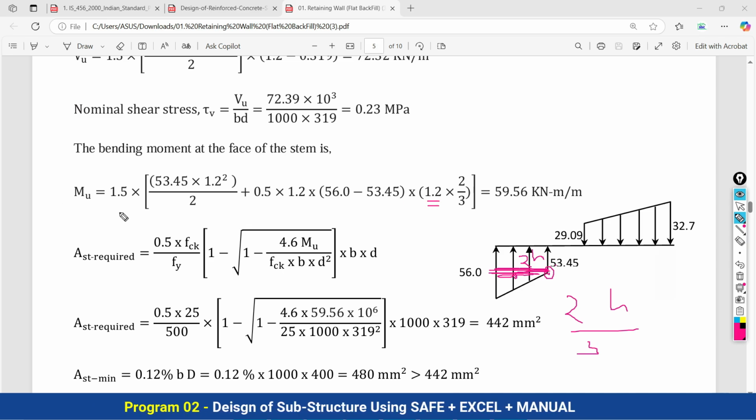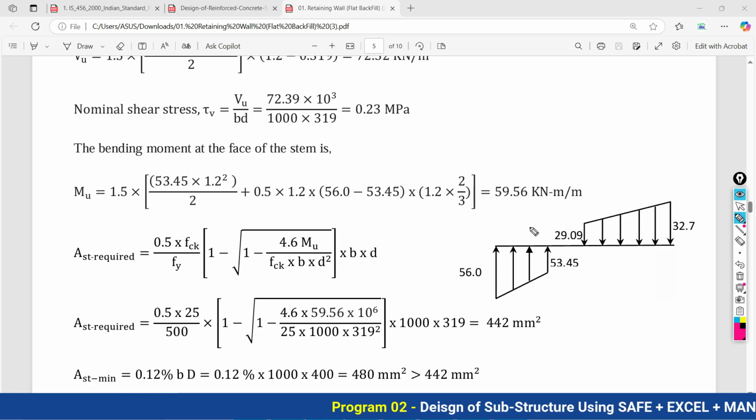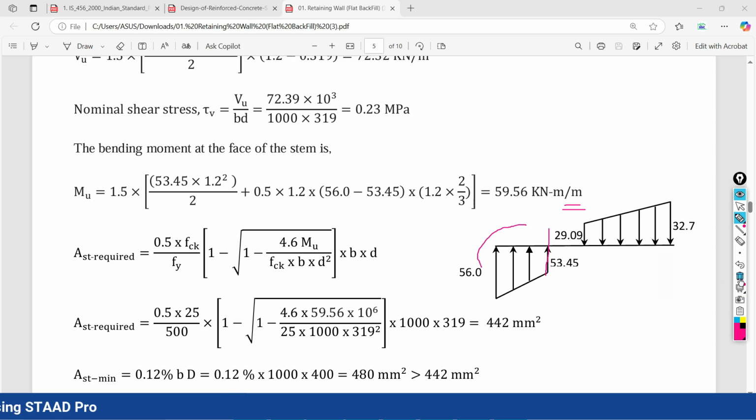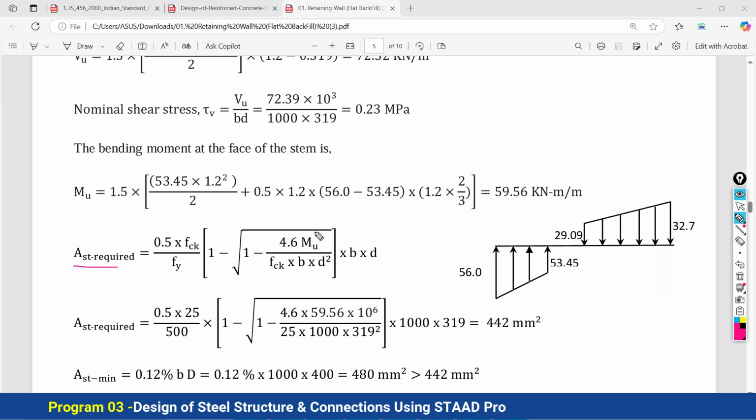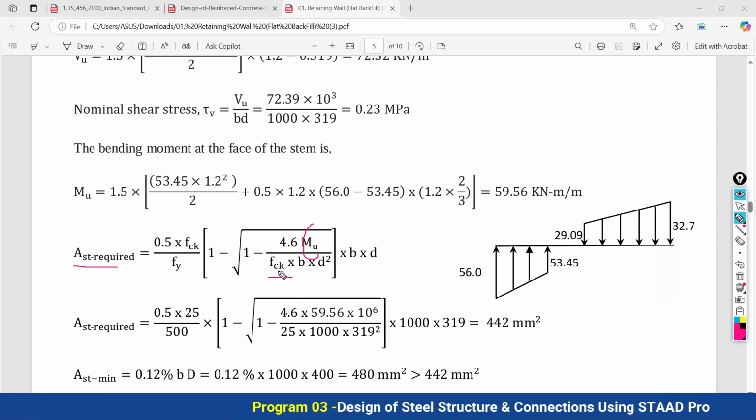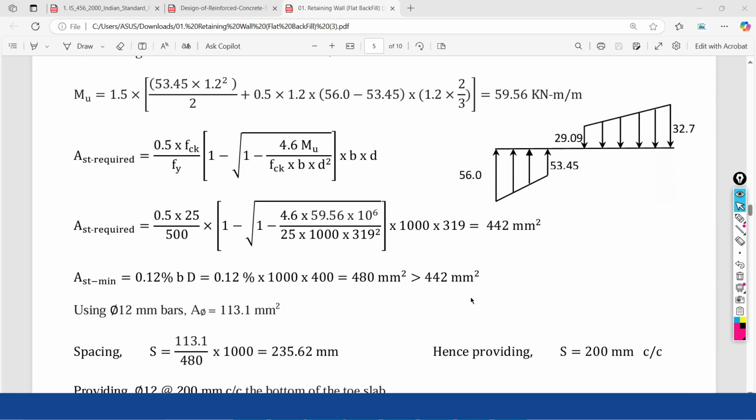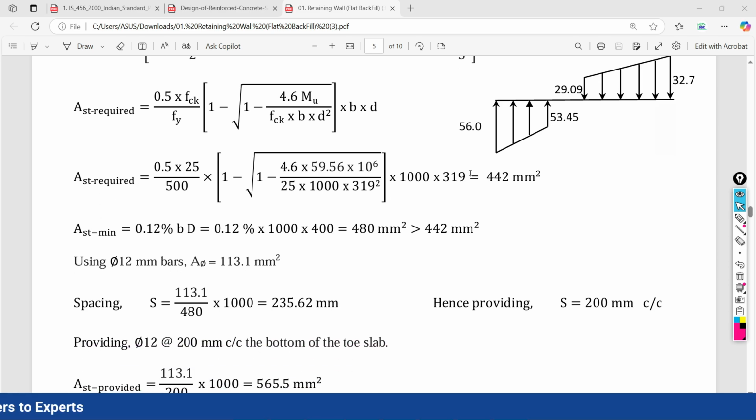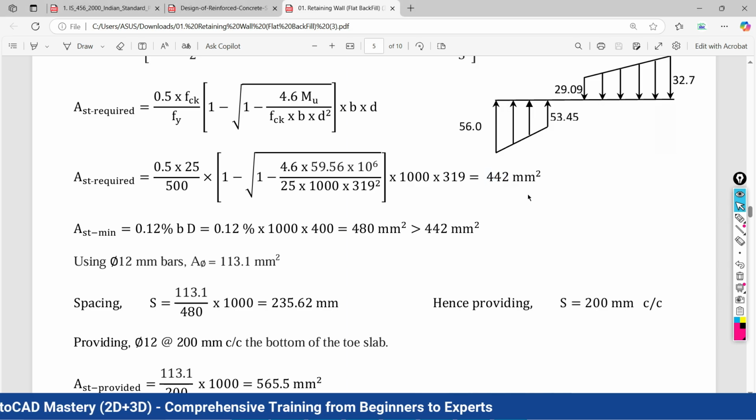So finally, after doing all this calculation, we will come to know the moment at the face of the stem for the toe design is 59.56 kilonewton over a 1 meter length of the wall. Now you have to put this moment in this formula for calculating the reinforcement required. So after putting the ultimate moment and all the values, characteristic strain over the 1 meter width of the retaining wall and effective depth, after doing all this calculation, we will come to know the total area of the reinforcement required as a main reinforcement on the tension face for the toe is 442 mm square.